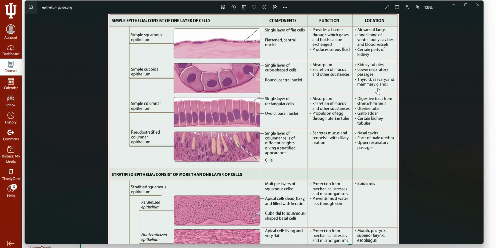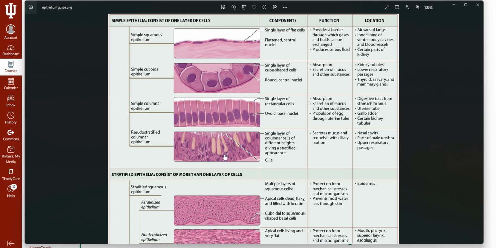One place being the digestive tract. So from the stomach to the anus, we'll talk about columnar epithelium. Uterine tubes and some parts of the kidneys where we have a lot of absorption, we'll also find this type of epithelium. Now this last one is tricky.